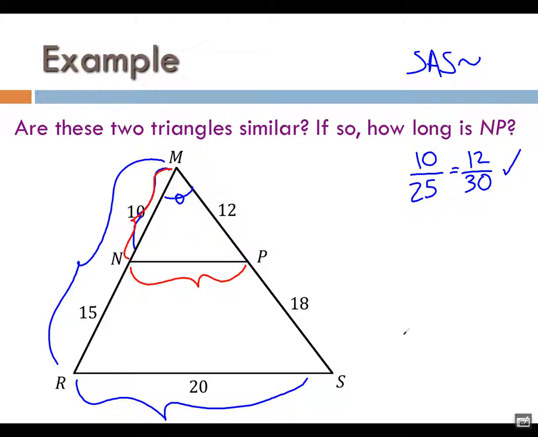That's what you got. 8. Anybody else? 8? Yeah. How? The ratio is 2 to 5. Let's use the numbers in the picture so no one gets confused. So the ratio is 10 to 25, equal to x over 20. Multiply that and get 8. 8 units.